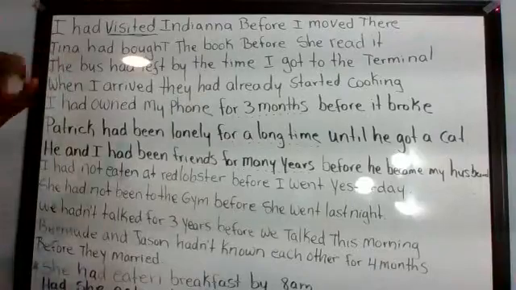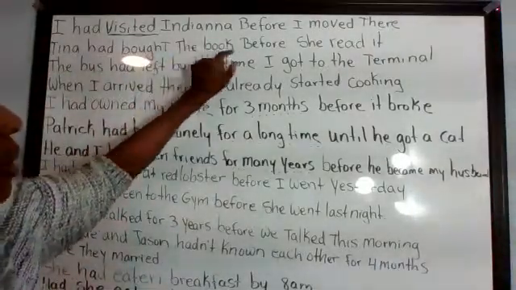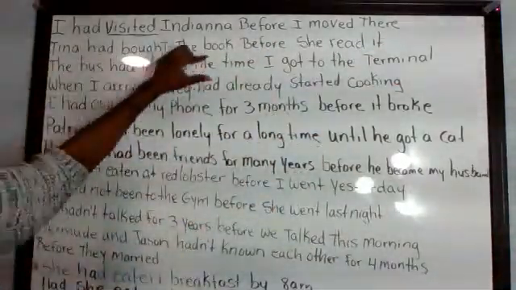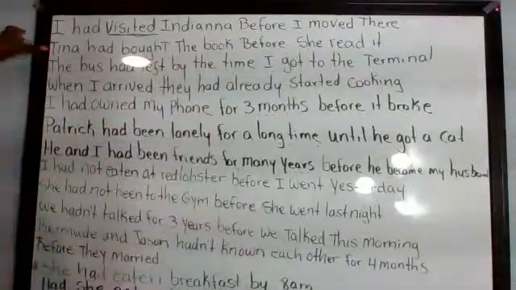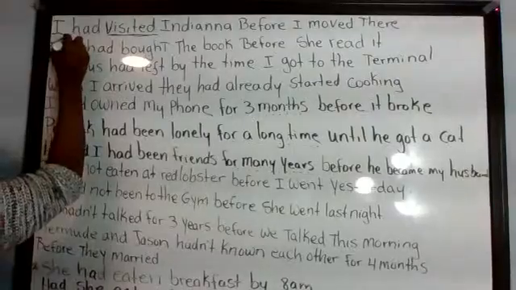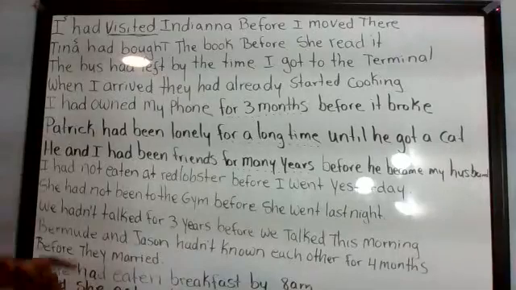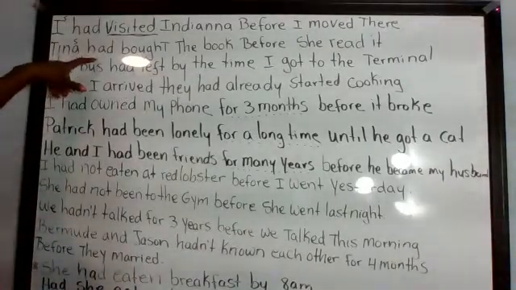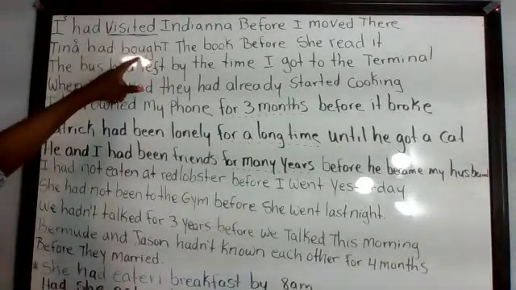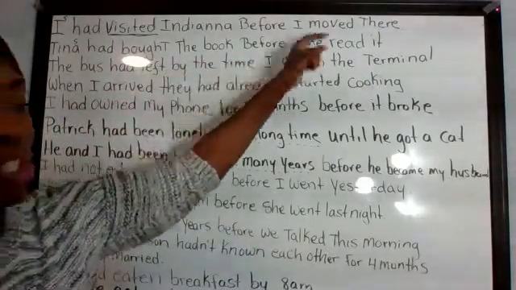Now we're going to take a look at the second one, okay? Tina had bought the book before she read it. She read it, okay? Tina had bought the book before she read it. Okay, so which one is the subject here? Okay, so Tina's the subject. So I'm going to put an S right here. S stands for subject. Okay, and then I'm going to write had. Okay, bought. Bought is the past participle of buy. Okay, the book before she read it.